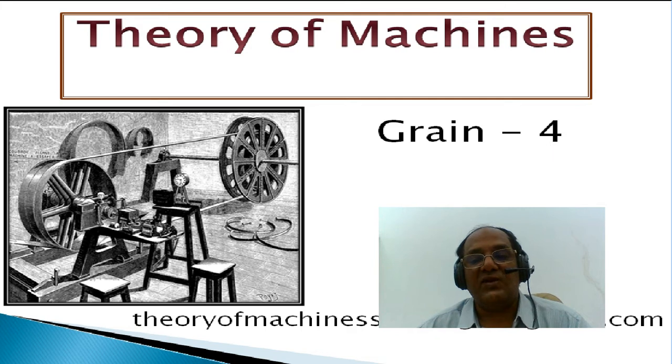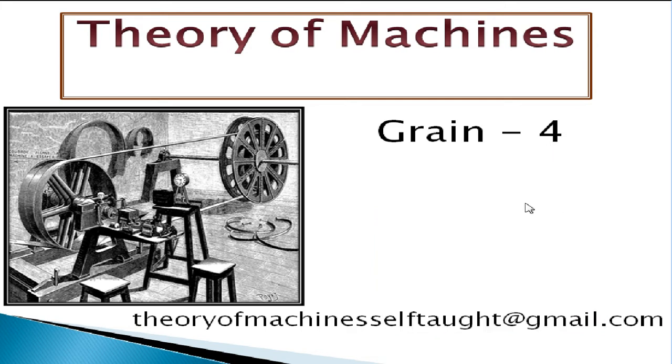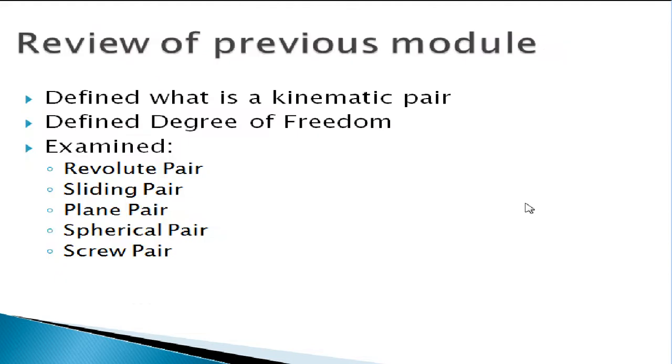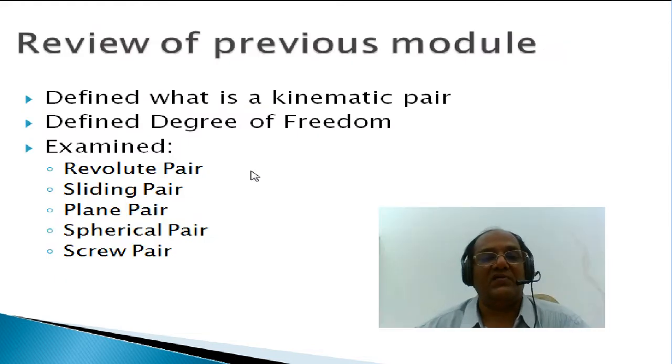Before we go into this fourth module, let us briefly review what we have covered in the previous modules. In the previous module, we defined what is a kinematic pair, we defined what is degree of freedom, and then examined several kinematic pairs. In particular, we have studied the relative motion occurring in a revolute pair, a sliding pair, a plane pair, a spherical pair, and a screw pair through animations.